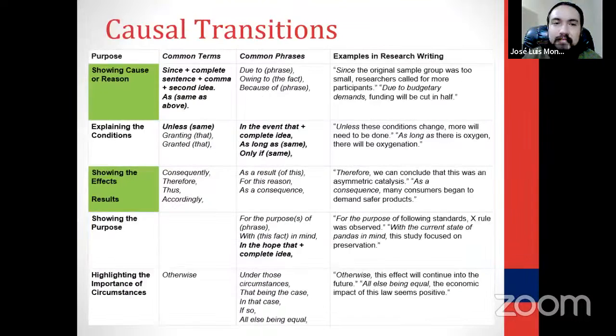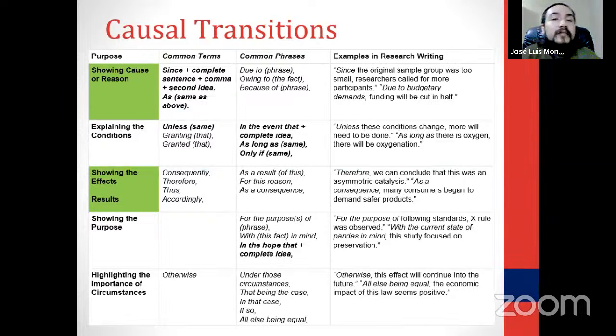Something like that. The next one, causal. Here we have two main ideas: showing cause, or reason, or showing the effects, results. For cause, reason, you have since, complete sentence, comma, second complete sentence. Okay, but this is cause, as, the same idea as above. And that's the formula that you need.